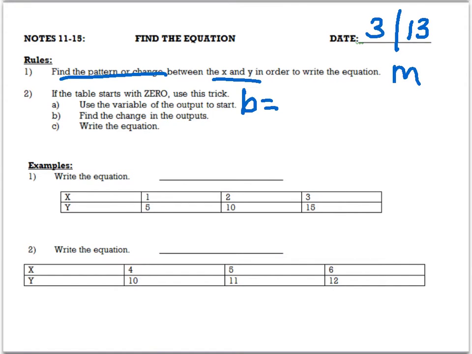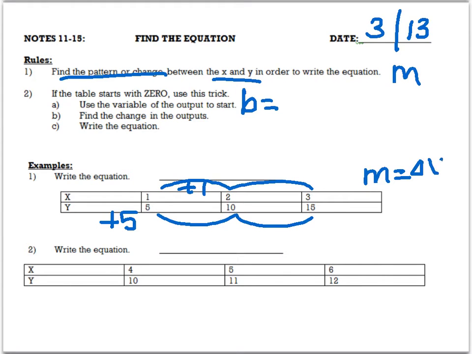It says write the equation. Well, the change in the y's is going up by a constant rate of 5. And the change in the x's is going up by a constant rate of 1. So slope is the change in y over the change in x. So we have 5 over 1.